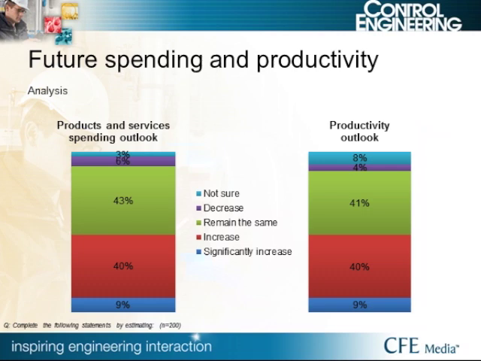40% of respondents expect to spend more on Ethernet in the coming year, and 40% expect to increase productivity. Also, around 40% expected to spend about the same amount and get the same amount of productivity. Just 6% will spend less, and just 4% expect less productivity. Thus, we can see that spending on products and services for Ethernet and productivity are closely correlated.